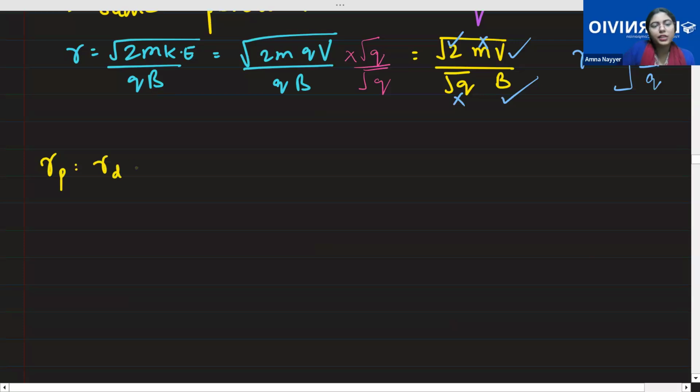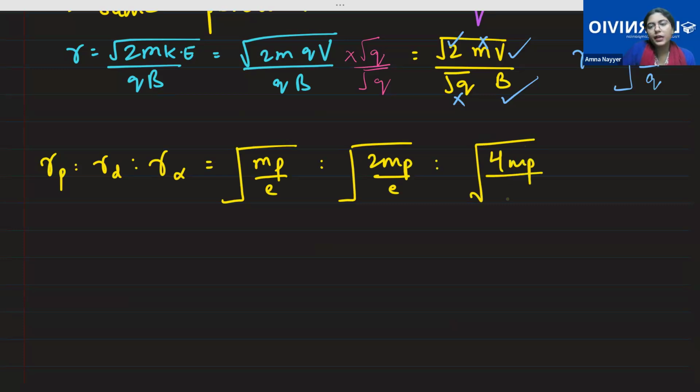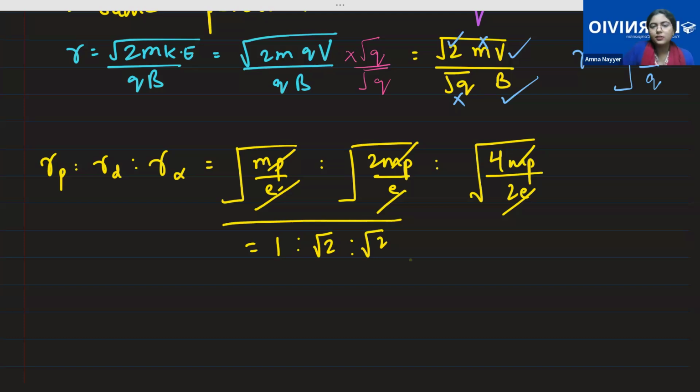Ratio of proton is to ratio of neutron is to ratio of alpha particle is under root of mp by e is to 2 mp by e is to 4 mp by 2 e. See, root of e, root of e, root of e goes, root mp, root mp, root mp goes. This is 1 is to 2. This is root 2 is to 2. See, this will also be root 2. Root 4, 4 by 2 is 2, and root is there. So 1 is to 2 is to 2, root 2 is to root.